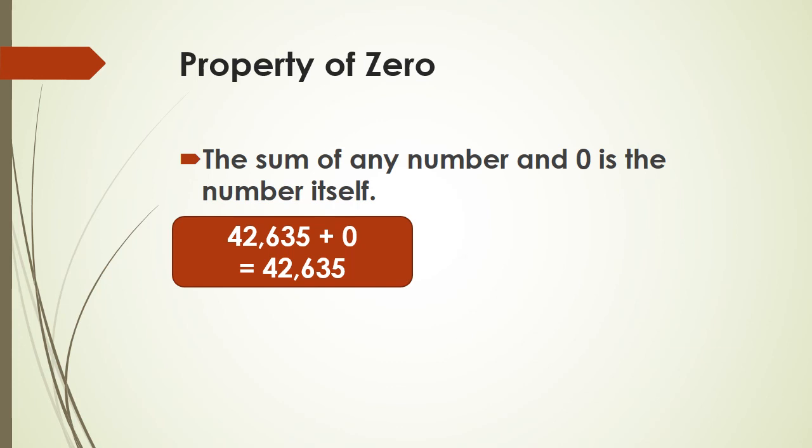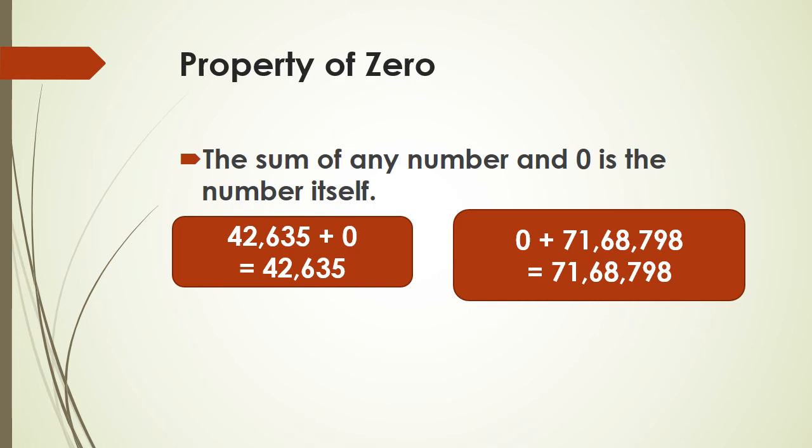We'll see one more example. 0 plus 71 lakh 68,798. So you'll get 71 lakh 68,798. So property of 0: when you add any number to 0, you'll get the same number.